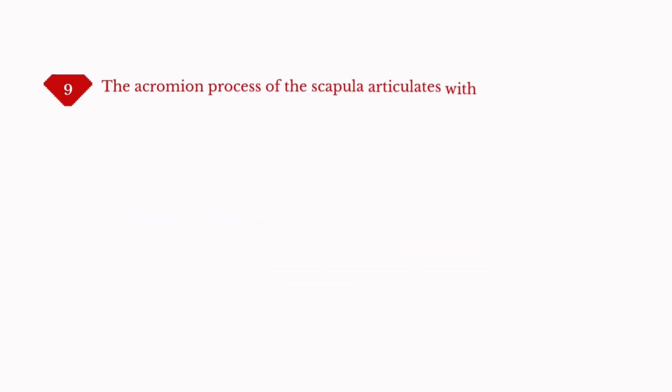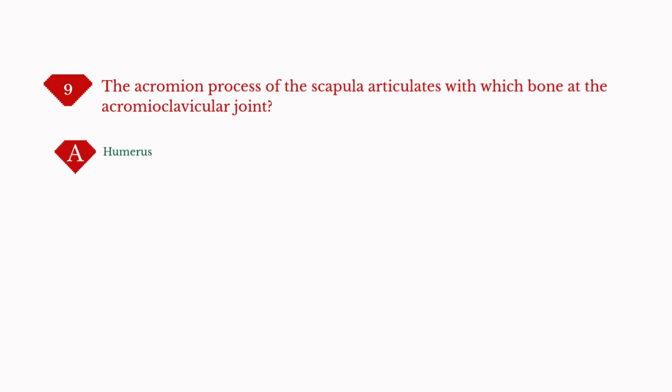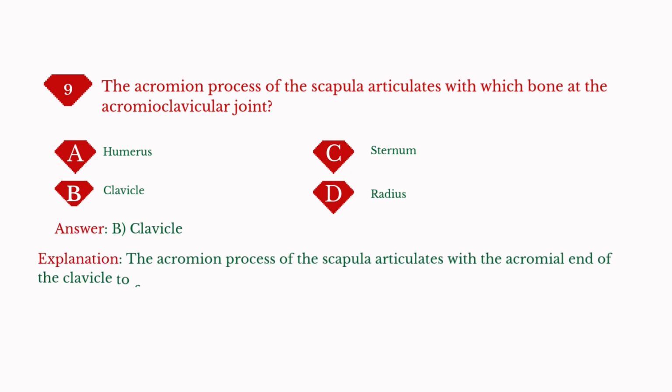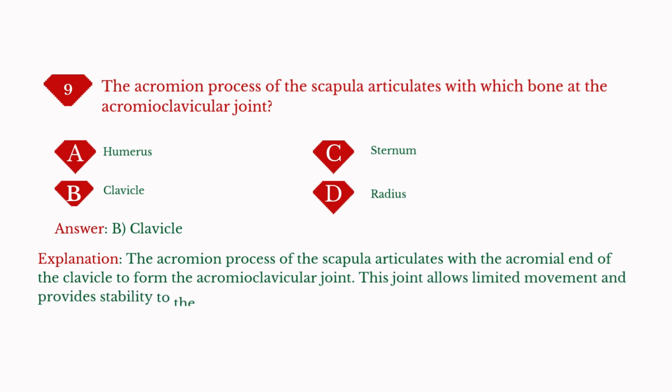The acromion process of the scapula articulates with which bone at the acromioclavicular joint? A. Humerus. B. Clavicle. C. Sternum. D. Radius. Answer: B. Clavicle. Explanation: the acromion process of the scapula articulates with the acromial end of the clavicle to form the acromioclavicular joint. This joint allows limited movement and provides stability to the shoulder complex.